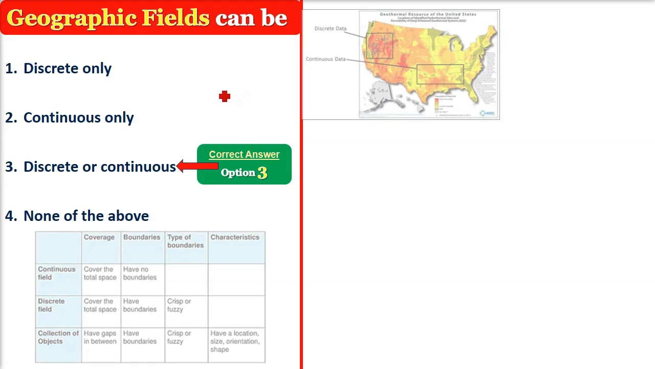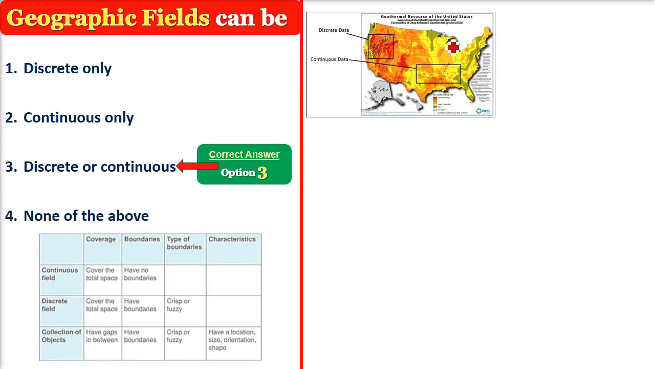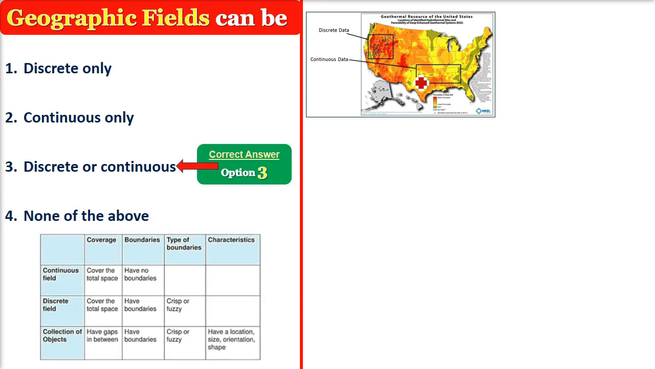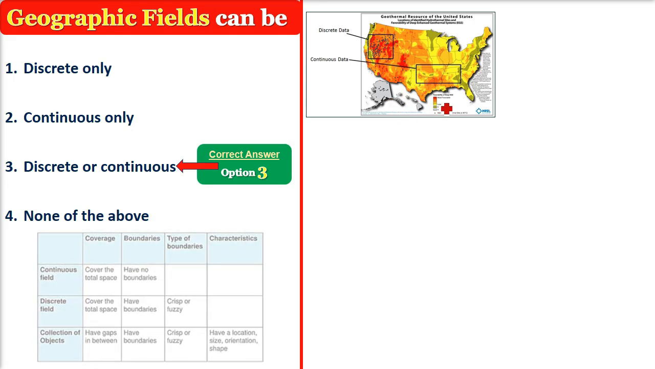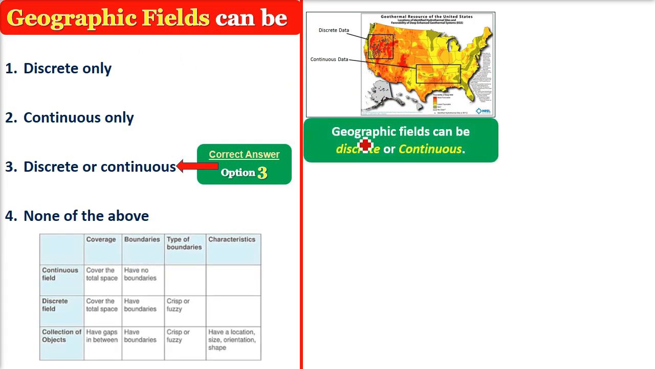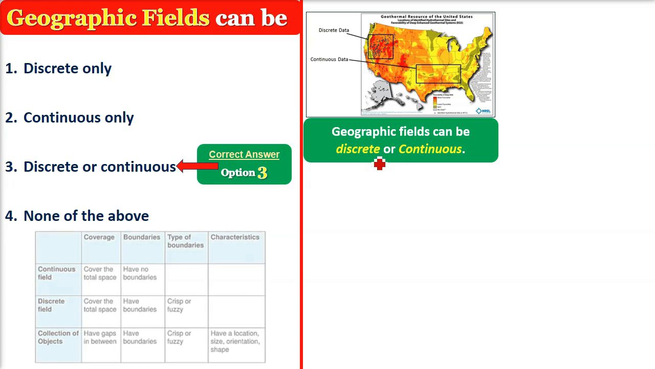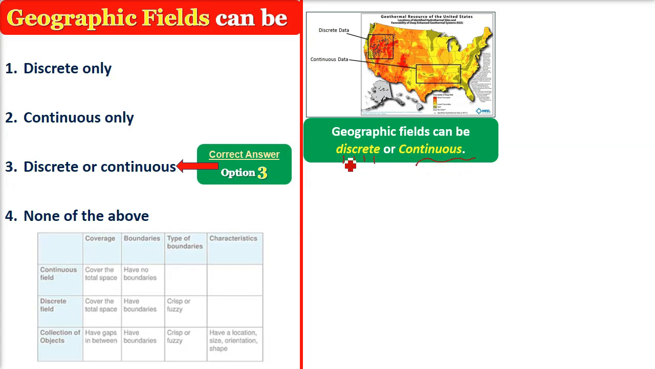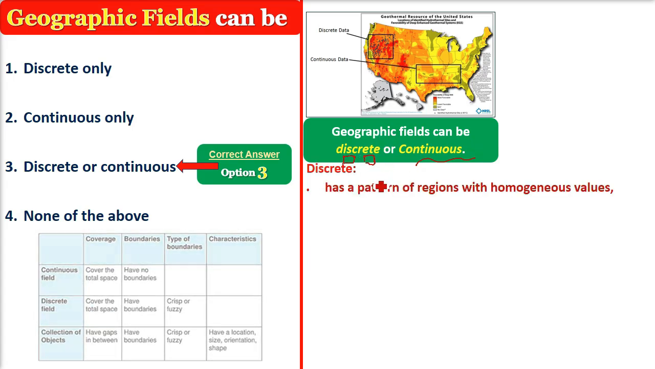They can be both. Geographic fields are basically the geographic representation of natural phenomena, and they will have a value everywhere. Even if you talk about Earth or a different galaxy, there will be geography, there will be land or maybe water or maybe mountains, craters. So geographic fields can be discrete as well as continuous. Discrete means there are breaks, defined boundaries or places. Continuous is no break. Geographic fields can be discrete because they have a pattern of regions with homogeneous value.